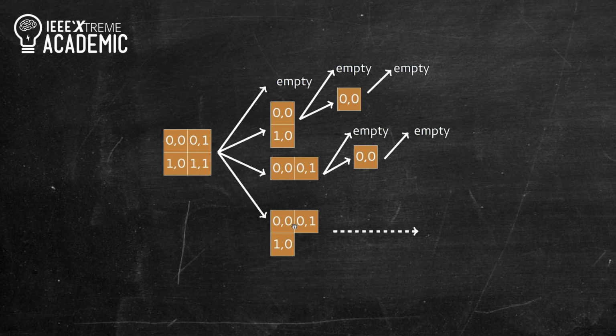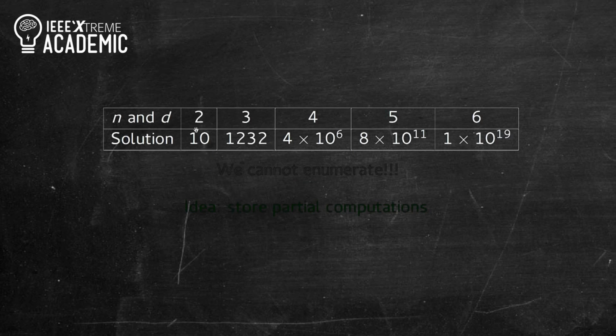Now the thing is that if I increase n and d, you will see that the number of solutions increases very, very fast. For example, when n equals d equals 6, the number of solutions is about 10 to the 19, which is enormous. Because of that, we cannot expect to enumerate all possible ways to eat the chocolate bar in order to find the solution. For those of you that are not familiar with IEEE-Xtreme, the candidates had to find the solution of the problem in less than a second.